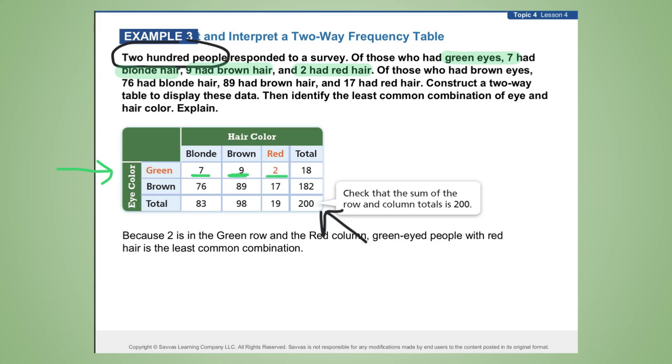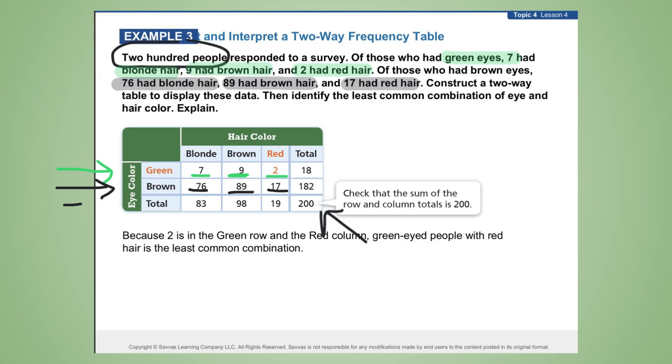Of those who had brown eyes, 76 had blonde, 89 had brown, 17 had red. So let's see how they filled that one in. Brown is right there. 76 blonde, 89 brown, 17 red. So to construct the two-way table, we did this.